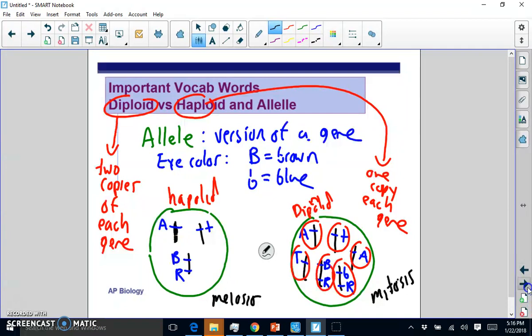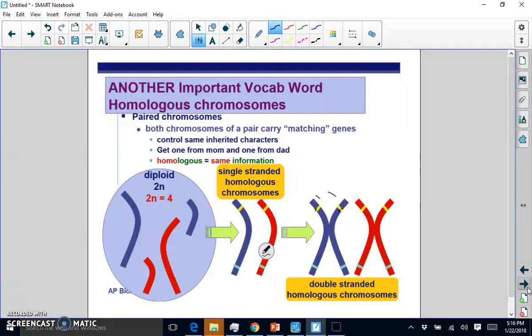There's one more word left to learn, and this word causes so many problems. I hate this word. And the word is homologous chromosomes. Homologous chromosomes are chromosomes that have the same genes on them. You get one from mom and one from dad. Diploid cells have pairs of homologous chromosomes.